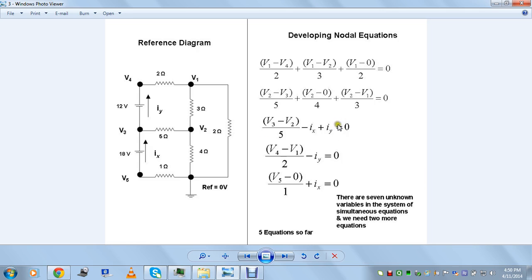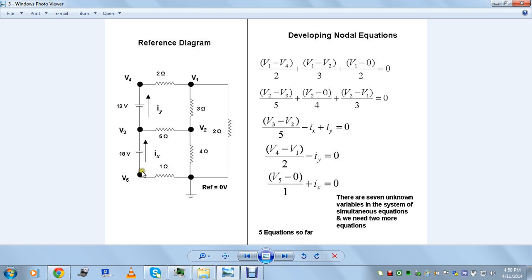Now this summation is equal to 0. When I come to the V4 node, at the point where the voltage is identified as V4, we have two currents. One is incoming, which is minus Iy, and one is outgoing, which is V4, the higher voltage, minus V1 divided by 2. And this summation is equal to 0.